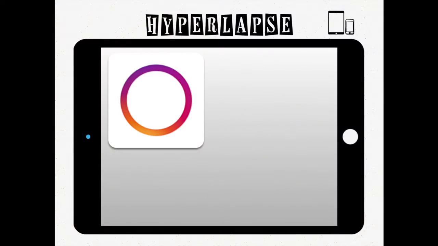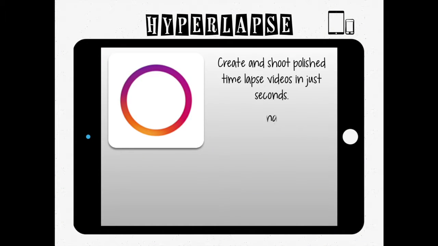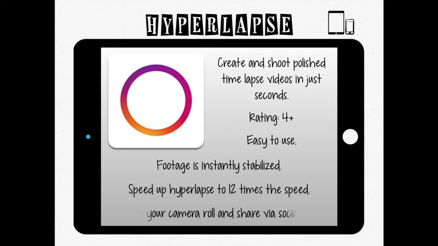The next one we're going to talk about is HYPERLAPSE. HYPERLAPSE is a great app to use if you have a long process that you're wanting to record. This is an iPad app available on the iPad or iPhone. It is one of the Instagram apps that was created by Instagram, but it's a great way to create and shoot a polished time-lapse video in just seconds.